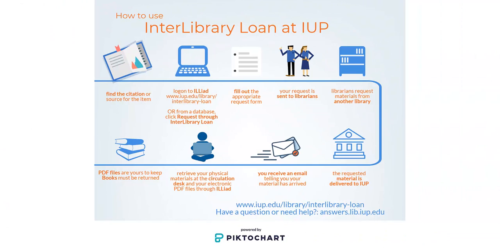Interlibrary Loan allows you to ask for materials from other libraries using a request system called ILLiad. Once you place your request, IUP librarians will ask other libraries if they can fill your request. The other library then delivers the material to IUP. You will receive an email telling you the material has arrived, and you can pick it up at the circulation desk, or, often in the case of articles, a PDF file will be linked in your ILLiad account. Let's take a look at an example.